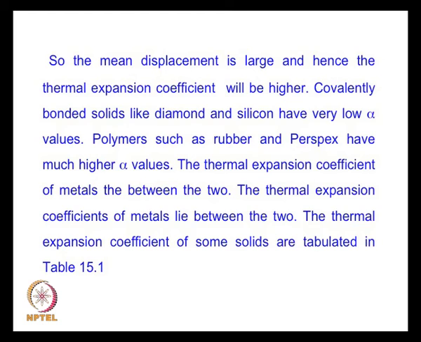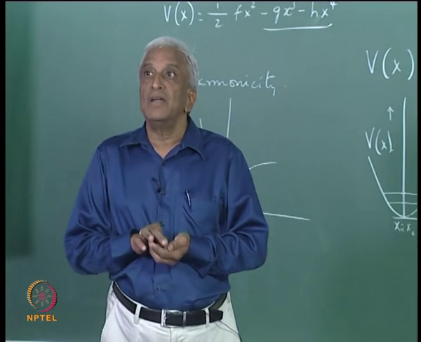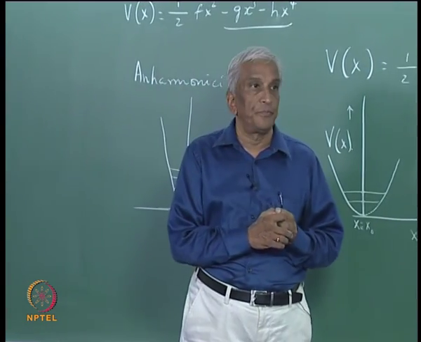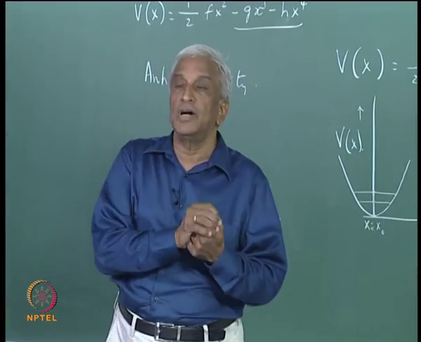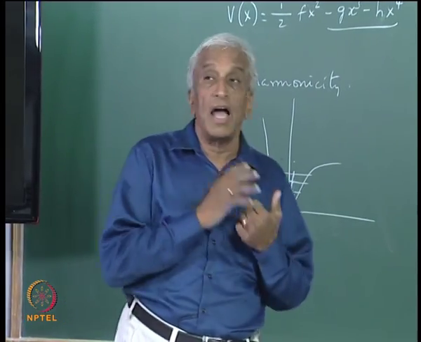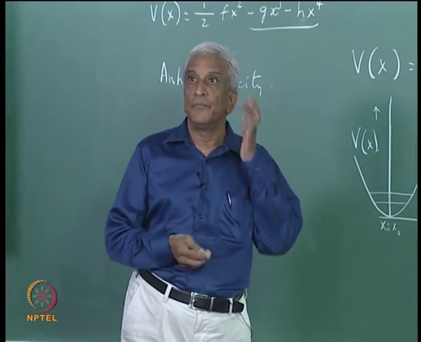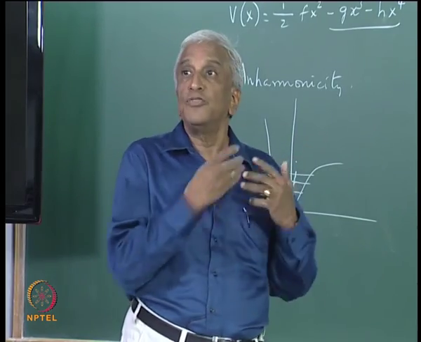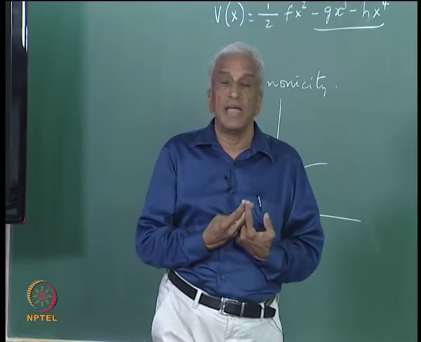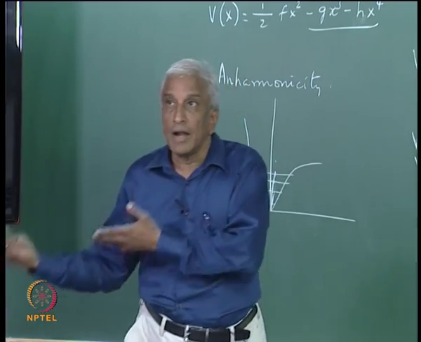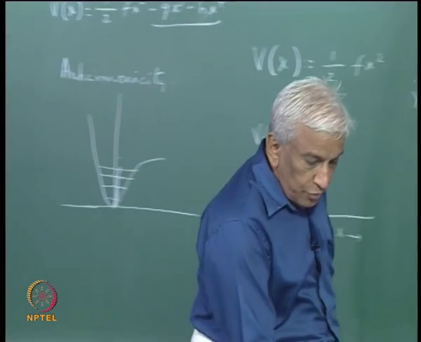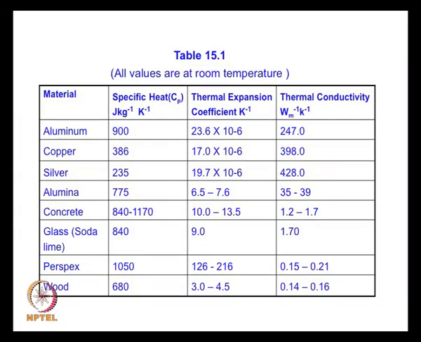So, covalently bonded solids like diamond and silicon have very low thermal expansion values. Polymers such as rubber and perspex have much higher coefficients of thermal expansion. In the case of metals, the thermal expansion coefficient lies between the values of solids like diamond and silicon on the one side and rubber and perspex on the other. The thermal expansion coefficients of some typical commonly used materials are all shown in the table.